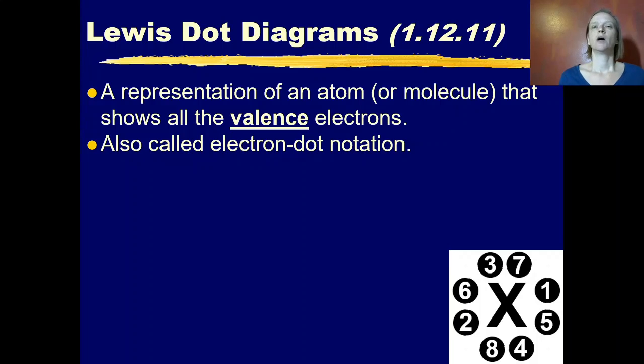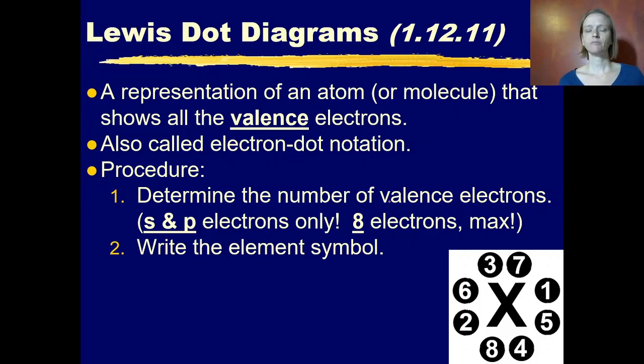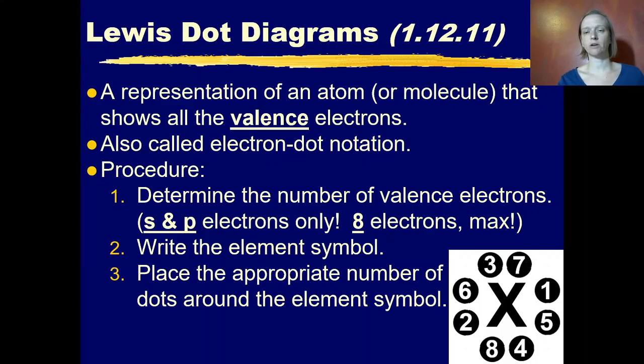So another name for this is electron dot notation. But the procedure is to determine the number of valence electrons. Remember, these are only the s and p electrons, so there's 8 electrons max. You write the element symbol, 1 or 2 letters, always starting with a capital, and you place the appropriate number of dots around the element symbol.